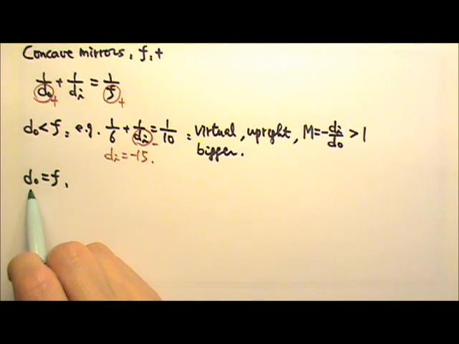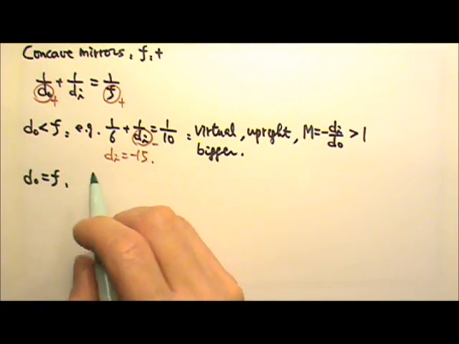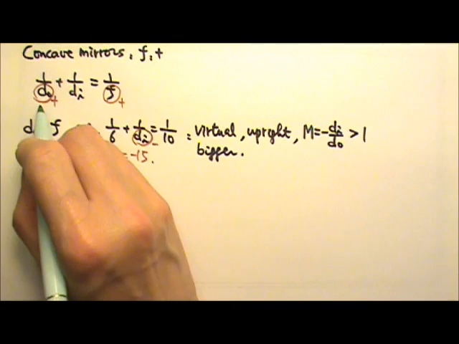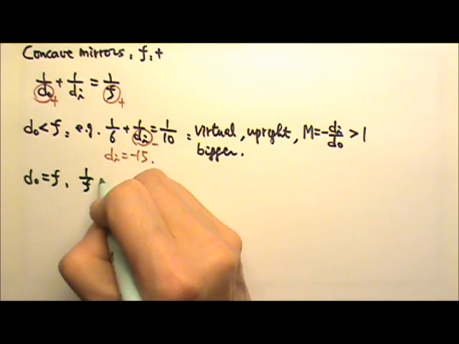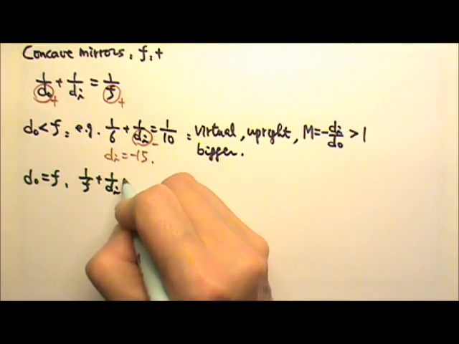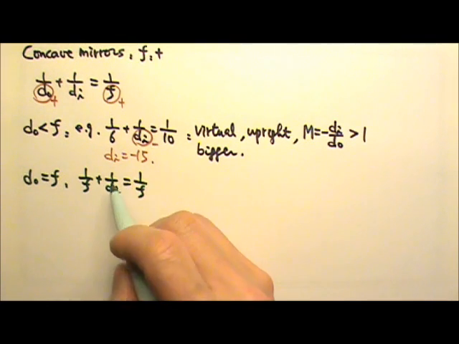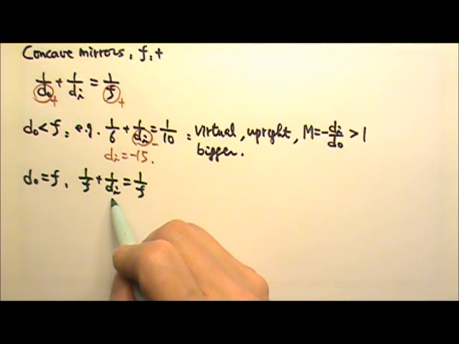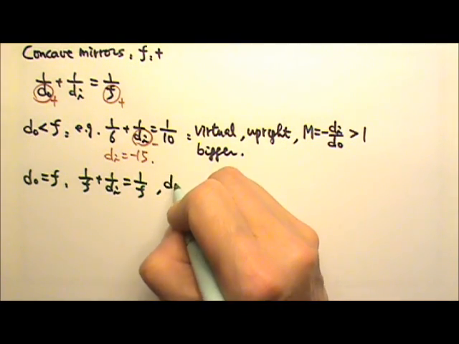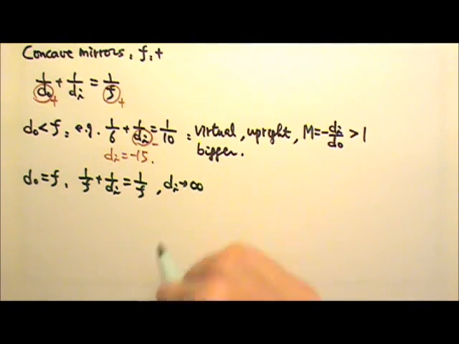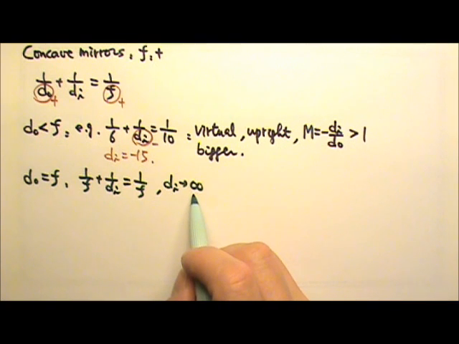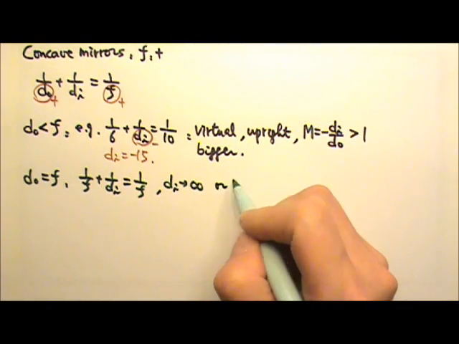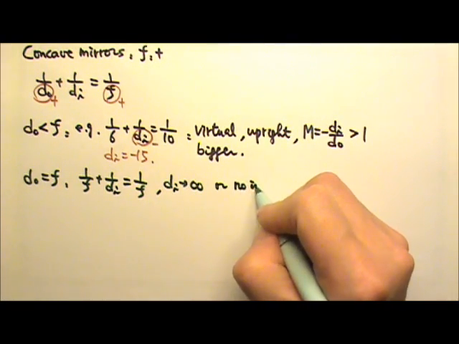What if we put the object at the focal point? If dO equals F, then that equation will be 1 over F plus 1 over dI equals 1 over F, which means 1 over dI would have to be 0, which means dI would be approaching infinity. So we can either say the image is formed at infinity, or we can say that there is no image formed.